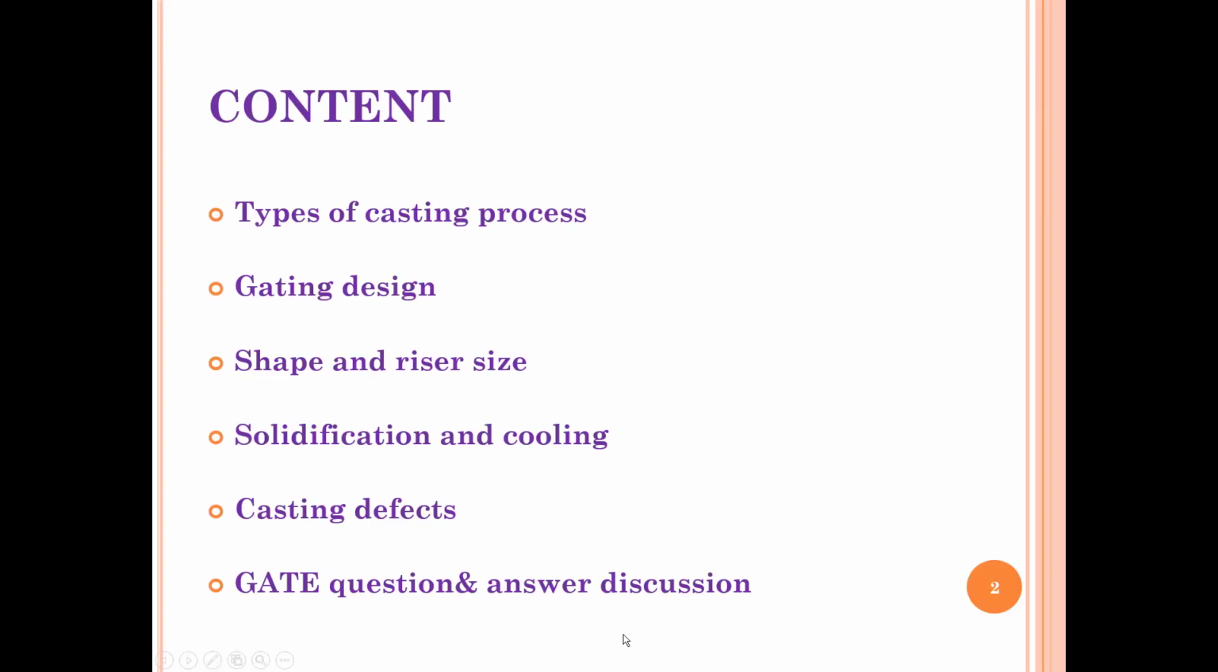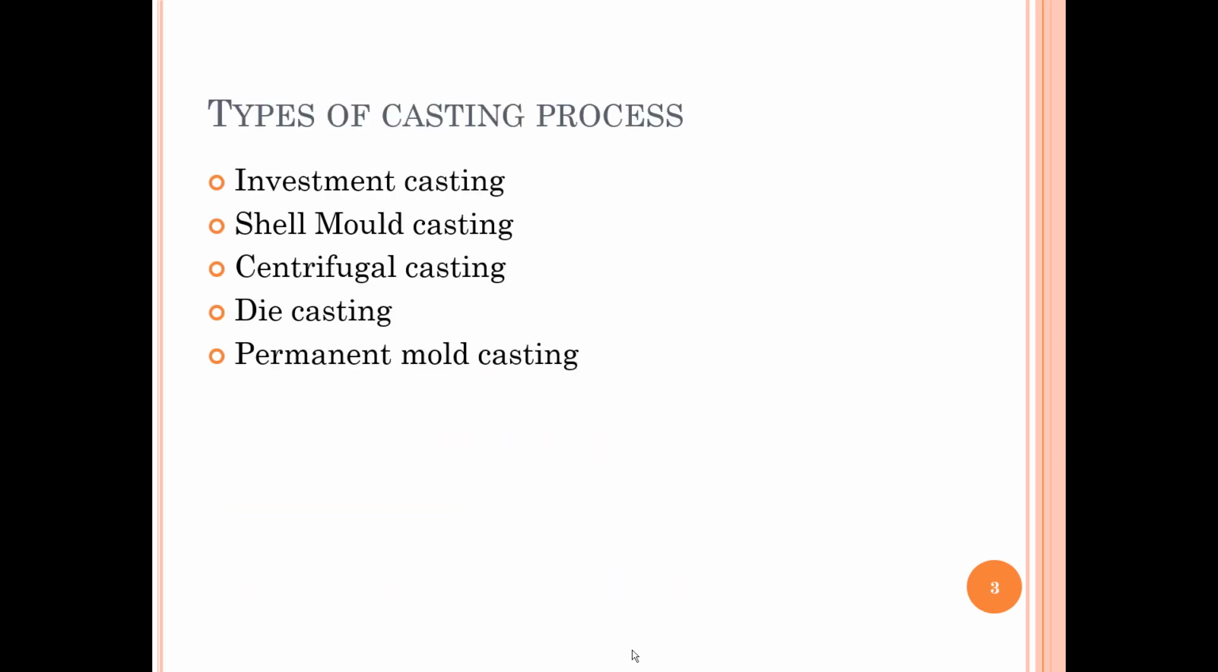The content of this lecture: types of casting process, gating system, shape and riser size, solidification and cooling, casting defects, and GATE question and answer with discussion. First, we will see about the types of casting process. Types are investment casting, shell mold casting, centrifugal casting, die casting, permanent mold casting.